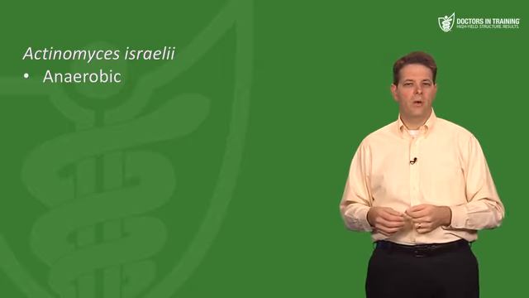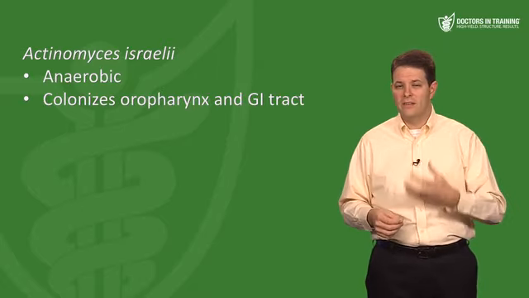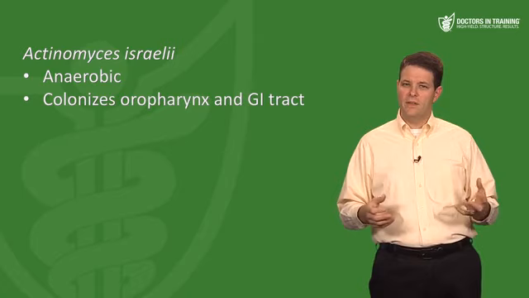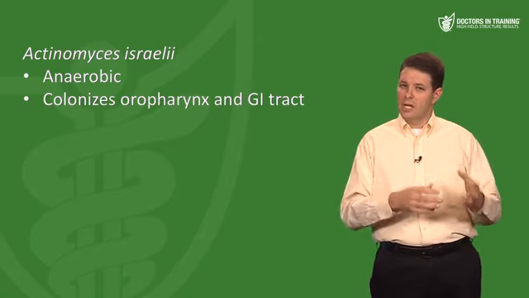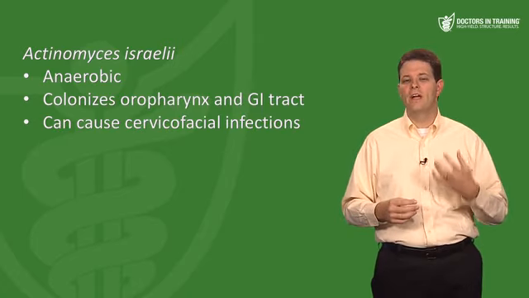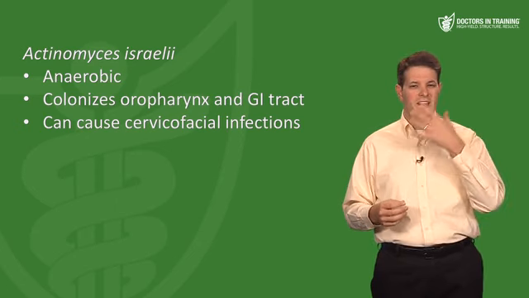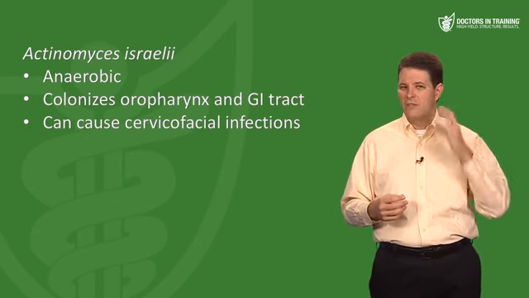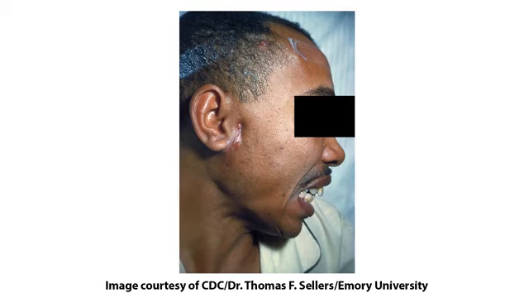Actinomyces are anaerobic organisms that can colonize the oropharynx and the GI tract. Now usually they don't cause any problems, but occasionally actinomyces will cause cervicofacial infections, infections around the face and neck. Usually it's in the area of the jaw, the mandible. So this man has developed an actinomyces infection near the TMJ, the temporomandibular joint.